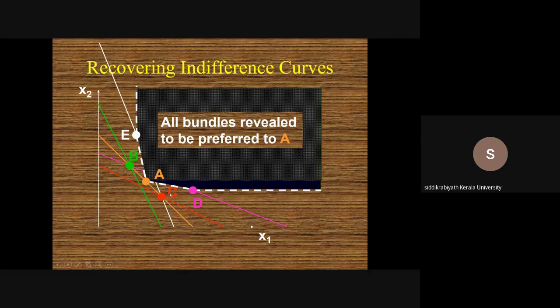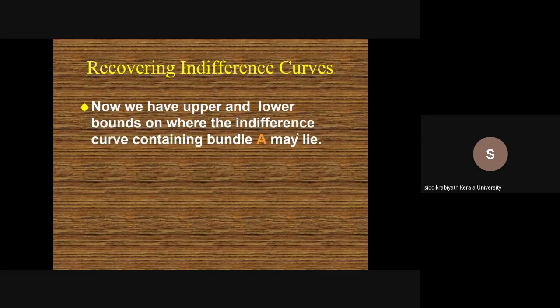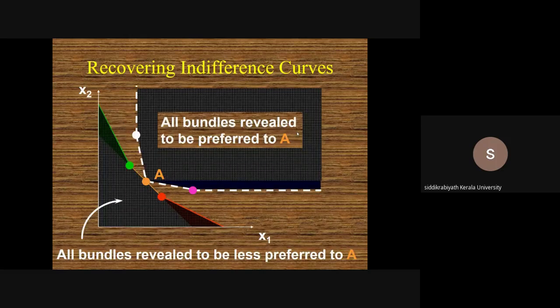So that creates a kind of better possibility or the choice combination which this consumer wants to go. So that is what is called the upper set. Okay, upper and lower bound on where the indifference curve containing bundle A. Okay, so this is how it looks.